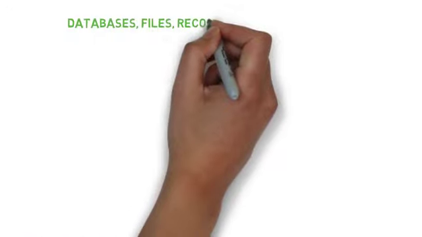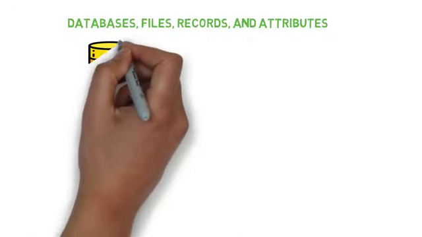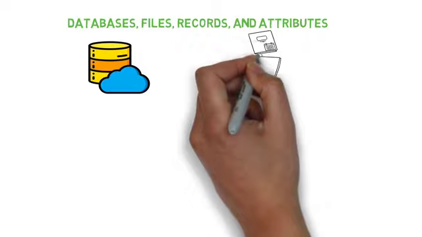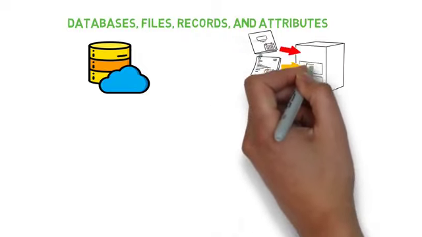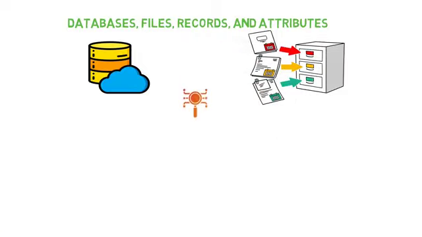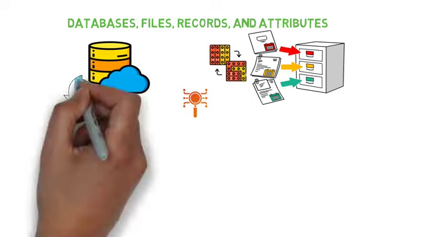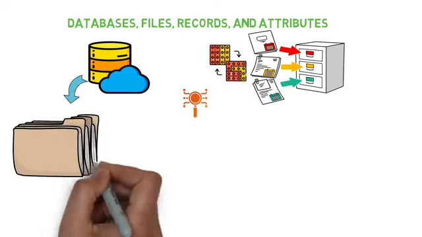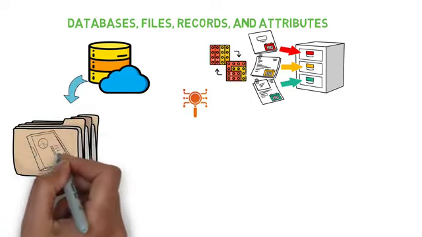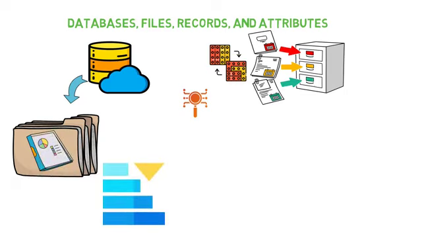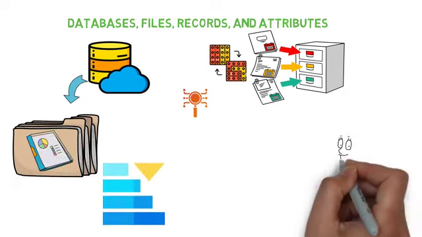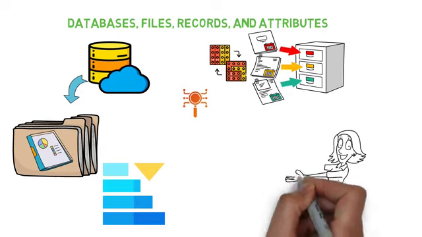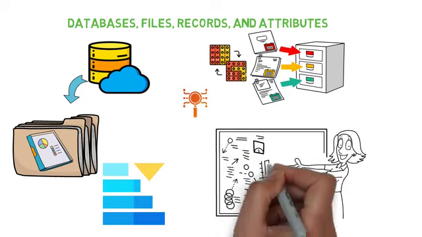Databases, files, records, and attributes. Databases are collections of data that are organized in a specific way to enable efficient storage, retrieval, and manipulation of data. Databases are typically organized into files, which contain records, and records contain attributes. It is designed to present data as it would be perceived by end users who are accessing and using the database.